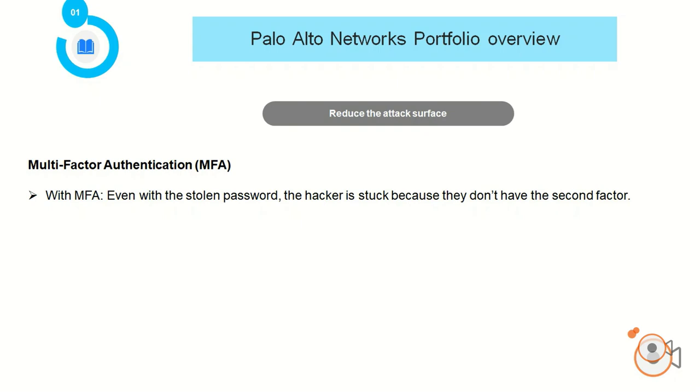And now to summarize, Palo Alto uses three mechanisms to reduce attack surface. The first mechanism is application whitelisting. Second, inspection of unknown traffic.